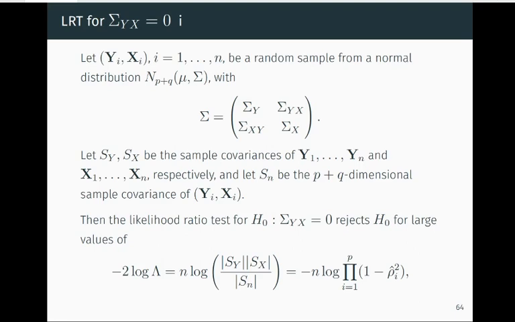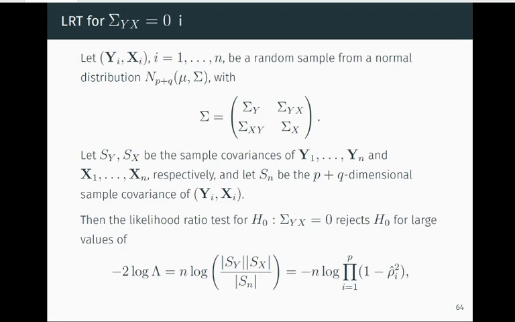Then the likelihood ratio test for the null hypothesis H0 that the covariance matrix is equal to 0 will reject the null hypothesis for large values of -2 times the log of lambda, just as usual. And as we saw in our discussion on tests for covariance matrices, this is equal to n times the log of the ratio of the determinant of S_y times the determinant of S_x over the determinant of S_n.